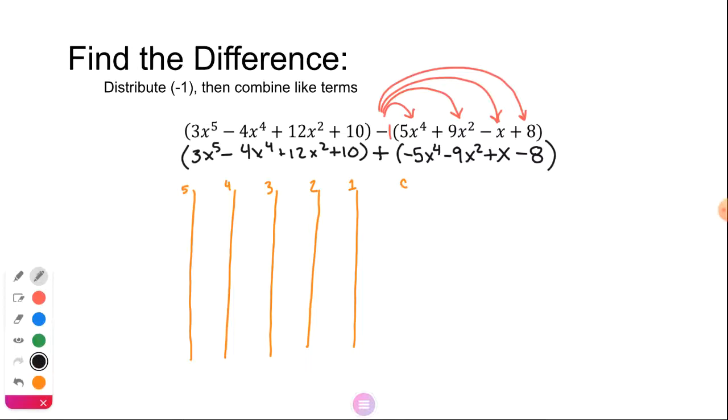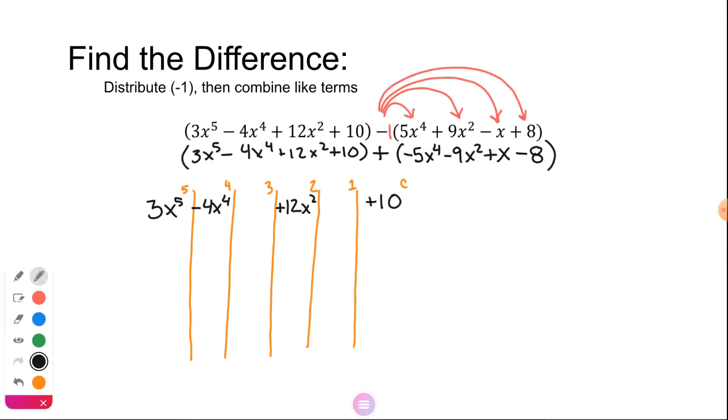Okay, so for my first set, I have 3x to the fifth, so I'm going to put that with the 5th degree. So 3x to the fifth minus 4x to the fourth. And then I have a plus 12x squared, so I don't want to put that in the cubes. I want to put that all over here with the squareds. And then a plus 10 is my constant, so plus 10.